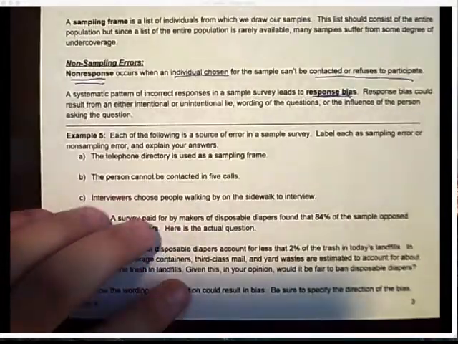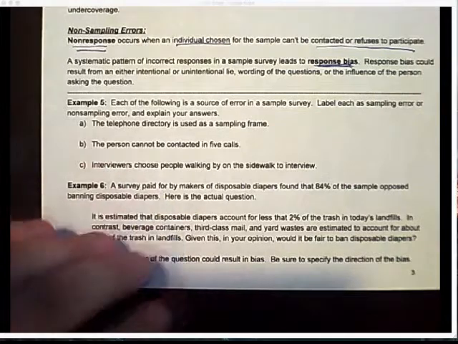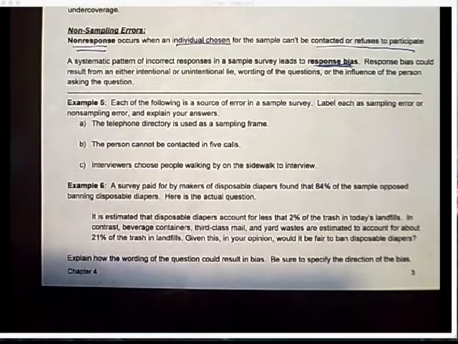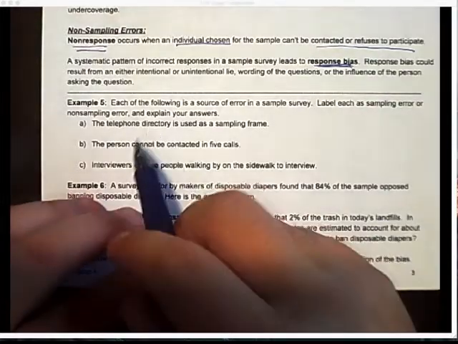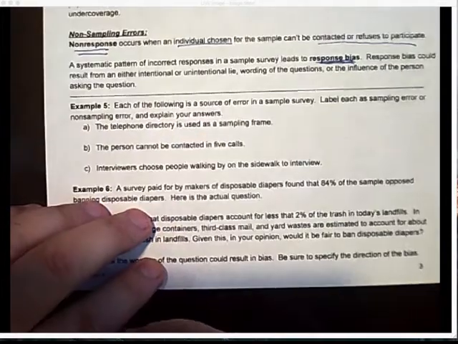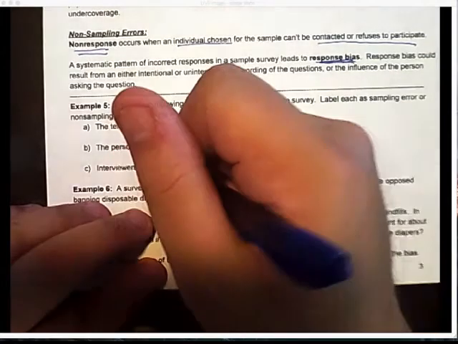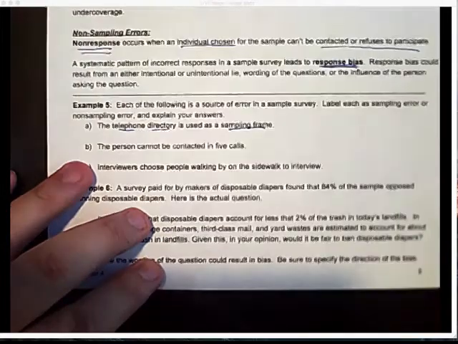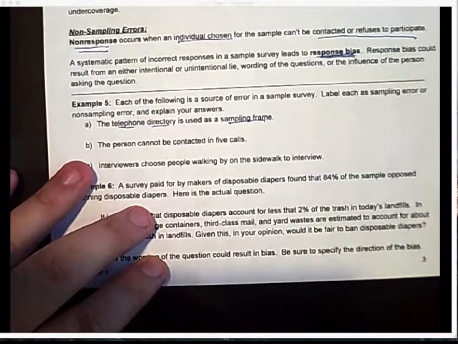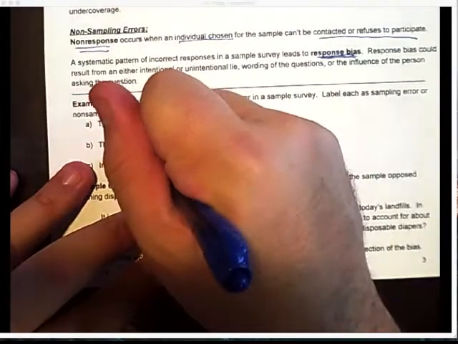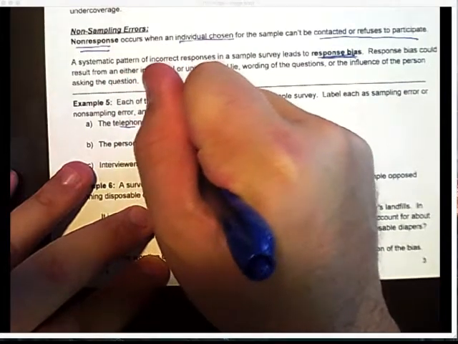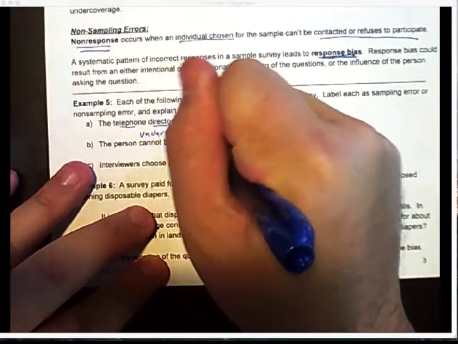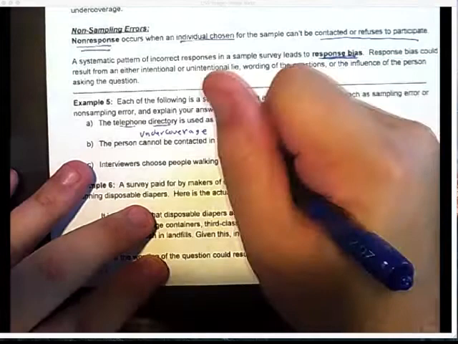So example 5 says each of the following is a source of error in a sample survey. Label each as sampling error or non-sampling error and explain your answers. It says the telephone directory is used as a sampling frame. So I'm going to use the telephone book for a list of people. What type of error would that have? Well, that would be an undercoverage error, which is a type of sampling error.